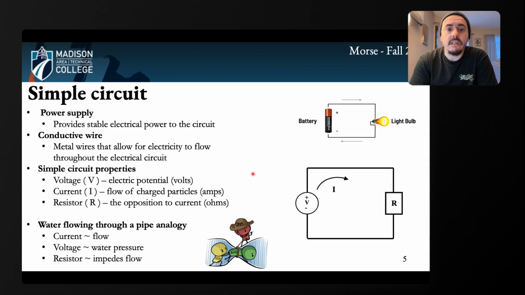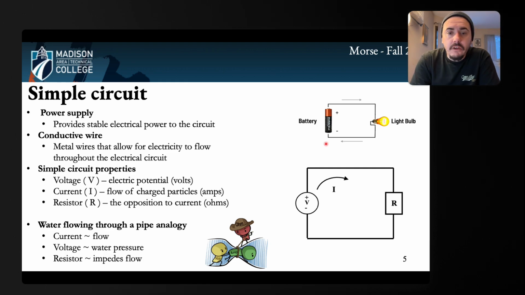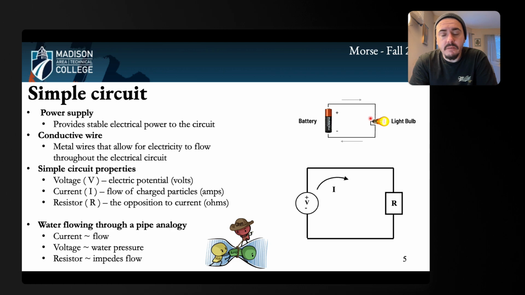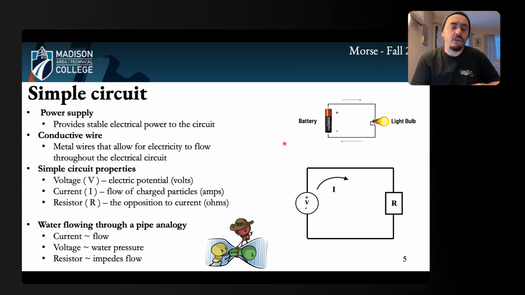So the power supply itself provides an electrical power in a stable form. And so this is something that's non-changing, or very little changes, and this provides stable electrical power to the circuit. The other obvious part is this just conductive wire. So we need metal wires in between electrical components in order for electricity to pass through. It's kind of common sense, but this is an introductory class, so common sense is something I'm assuming that none of us have, me included.